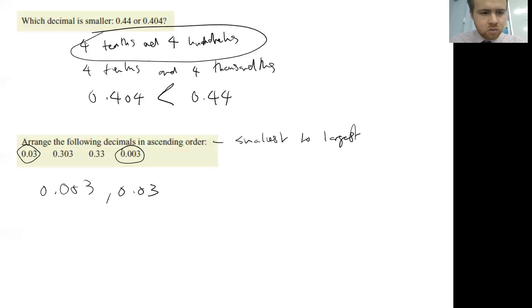And then for these last two, we've got 3 tenths in both of them. One of them has 0 hundredths and the other one has 3 hundredths. So the one with 0 hundredths is going to be smaller, and we do that one next. And then lastly, we do the one that has 3 tenths and 3 hundredths. That is the biggest decimal in that list.